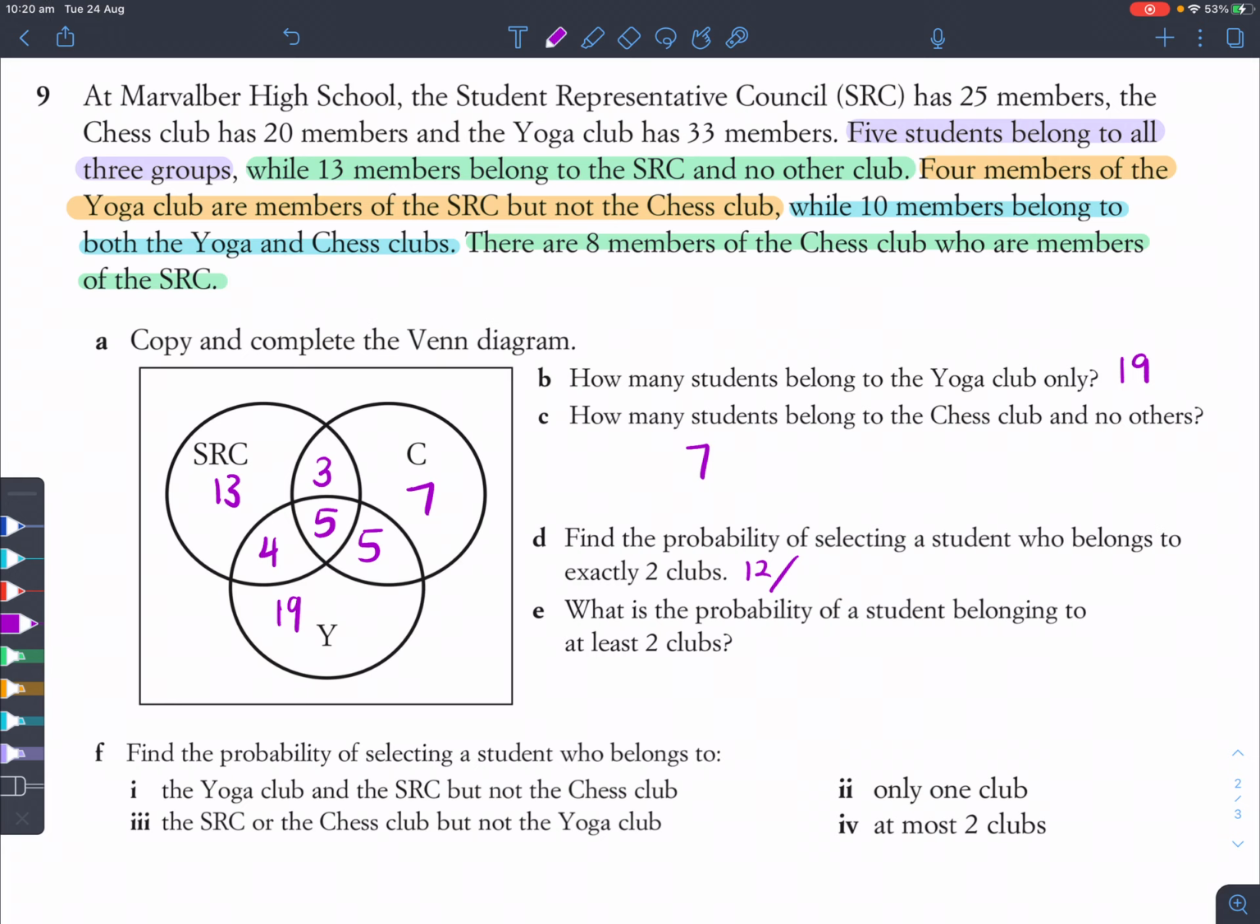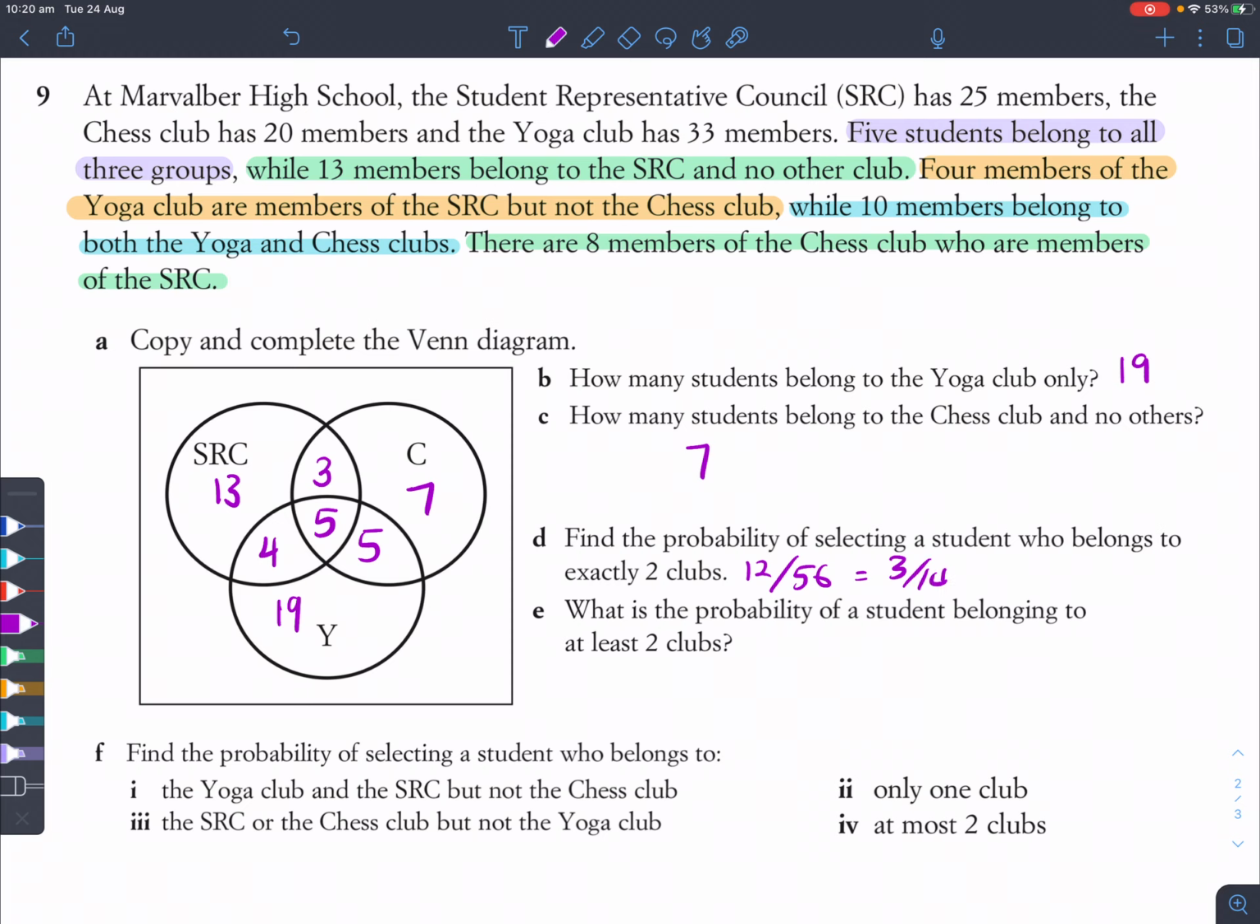Well, we've got to add up all the numbers in there, because I don't think the question actually says so. So if we add up all the numbers, 13 plus 3 plus 7 plus 5 plus 4 plus 5 plus 19, I get 56. Now if I simplify that, I do get 3 out of 14.